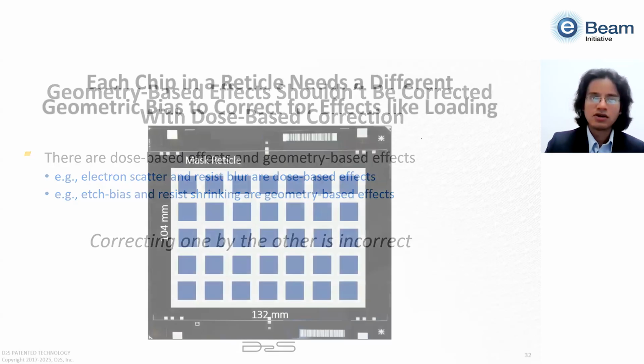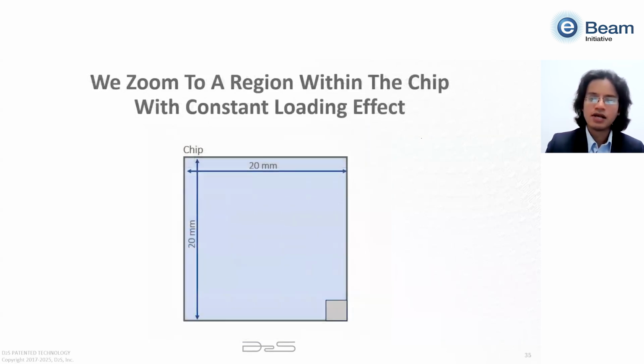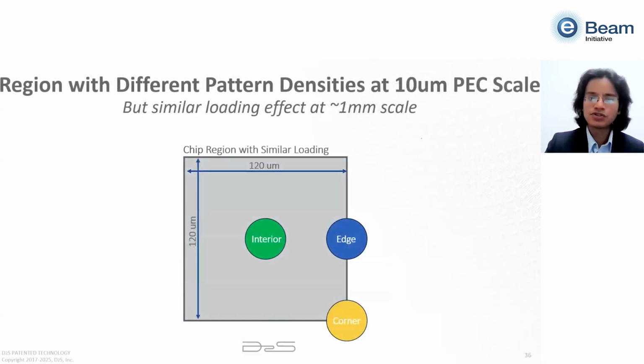So let's consider a case study. Let's say there is a full mask reticle, and a mask reticle is generally made up of a bunch of chips. Let's look at one of these particular chips, blow it up, and look at one of the regions within the chip. Now, let's consider that this chip region has similar loading effects, because loading effects are typically a millimeter scale effect. And within this chip region, we will characterize three areas.